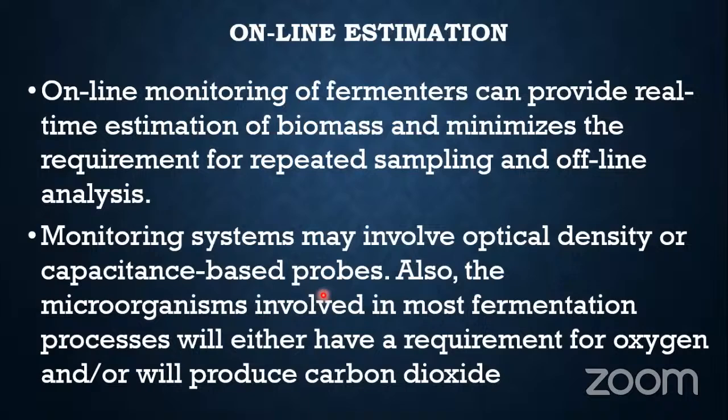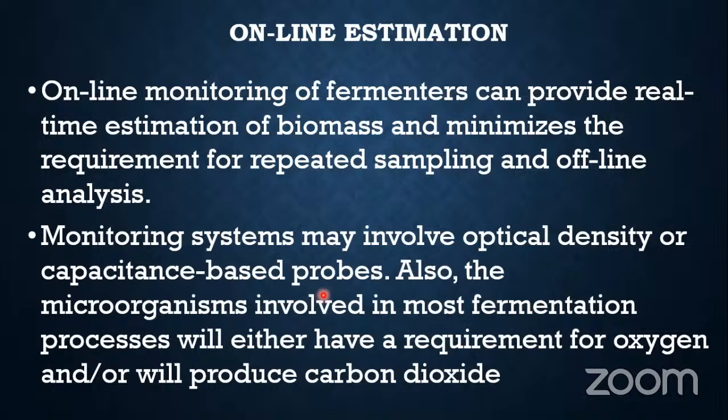Also, the microorganisms in most fermentations will either have a requirement for oxygen, or they will be producing carbon dioxide, which is going to be measured. That is, how the demand for oxygen can be measured. When the demand for oxygen is at a higher level, that means their growth is more. When they also produce carbon dioxide at a higher level, that means their growth is increasing. So these are principles that guide different online monitoring of microbial growth in online estimation.